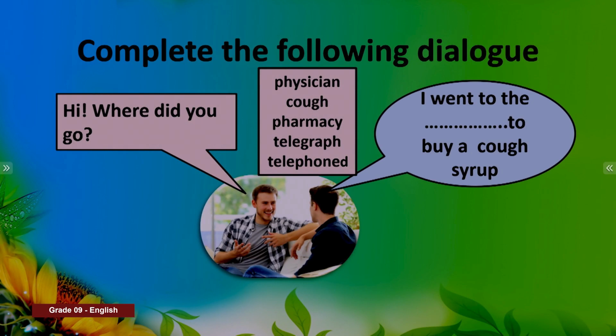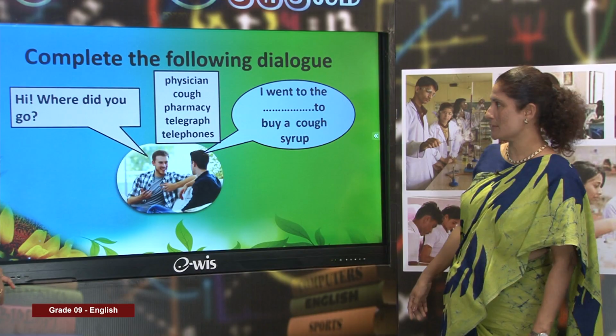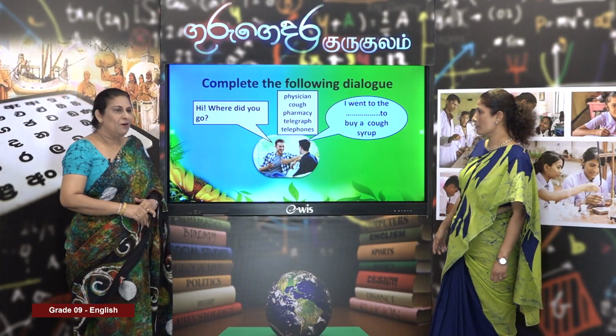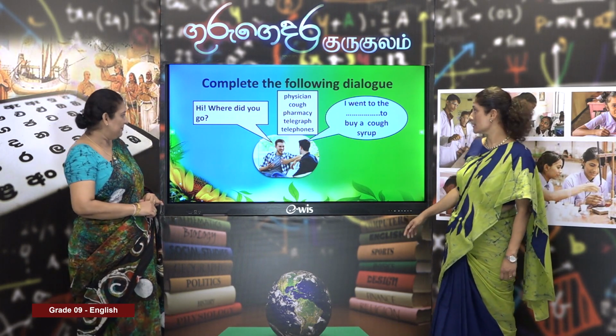Can you see the blank there? So one of the words in the box should come in. Right, children? Okay. So what should that be? What do you think, Miss Nirmala? To buy a cough syrup, of course you had to go to the pharmacy. Yes, it is the pharmacy.